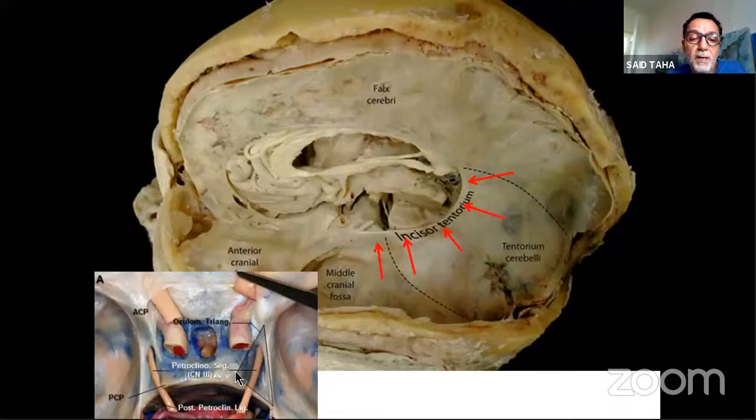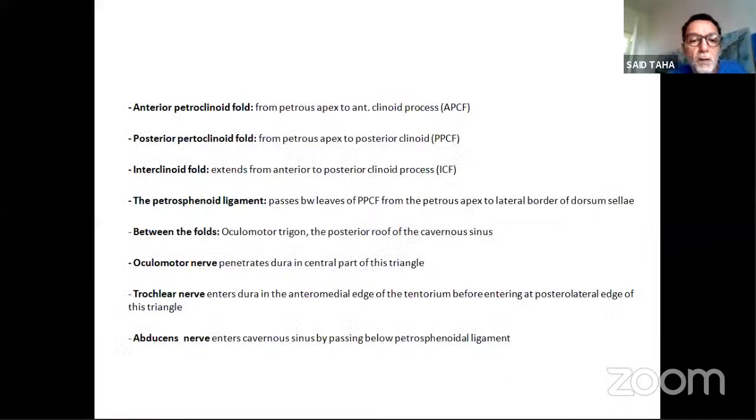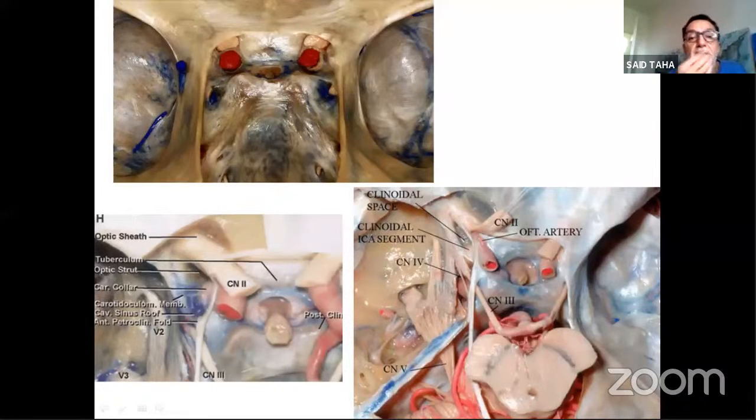The oculomotor nerve pierces the triangle in the center, and the trochlear nerve pierces this triangle in the posterolateral part, and the abducens nerve enters the cavernous sinus by passing below the petrosphenoidal ligament. Again, this beautiful image of this region shows the anterior fold more marked, and the anteroclinoidal fold and posterior fold. Excuse me.